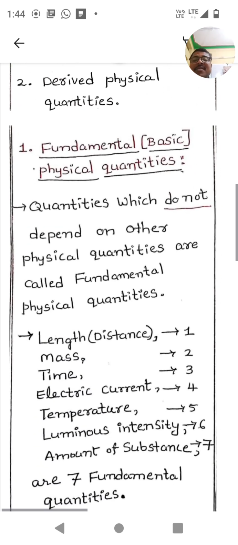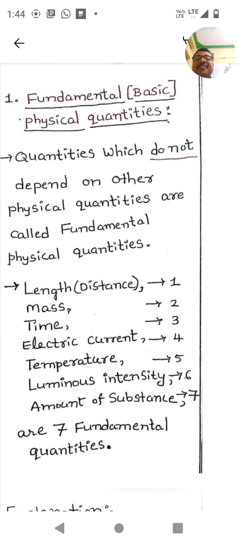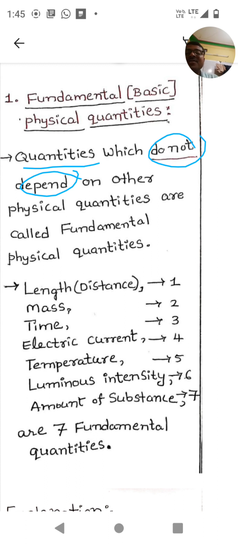Next, what is a fundamental physical quantity? Quantities which do not depend on other physical quantities, such types of quantities are called fundamental physical quantities. There are a total of 7 fundamental physical quantities.